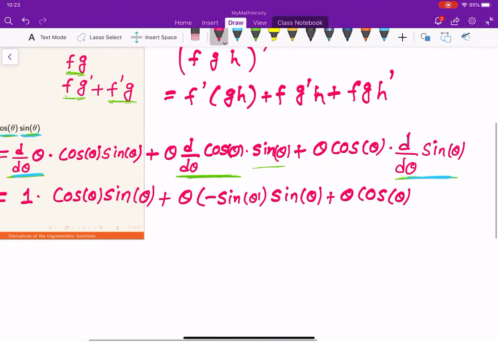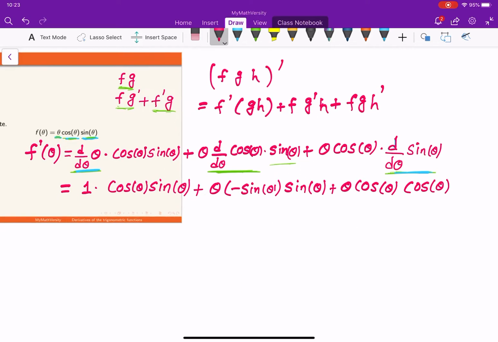What is the derivative of the sine theta? Cosine theta, right? So leave that as it is. Done. This is the derivative. If we like, we can write it in some other alternative. It's possible. So let's multiply. 1 times cosine theta times sine theta will be just cosine theta times sine theta.